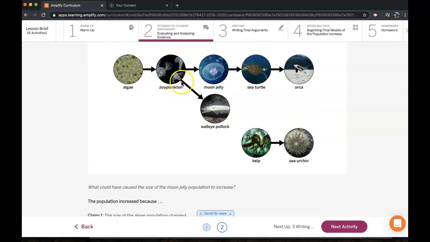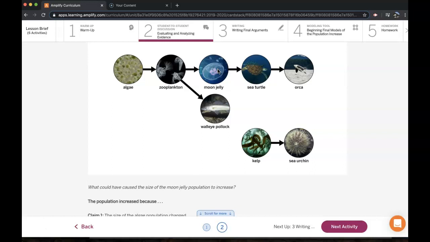Now, again, evidence card A showed us that the zooplankton population did increase, along with the walleye pollock population in evidence card F decreasing. So if this population increases, there are more energy storage molecules for the moon jellies. When the moon jellies have more energy storage molecules, they reproduce more. And now they have more births than deaths, and their population increases.